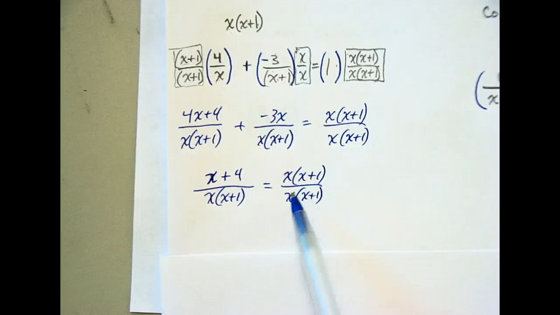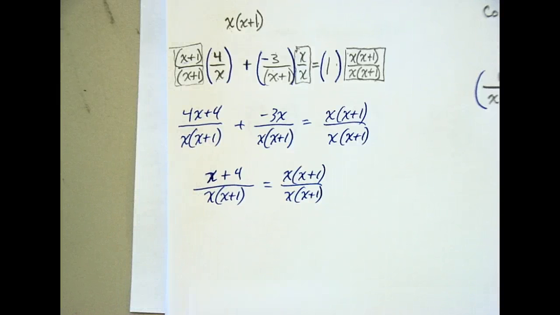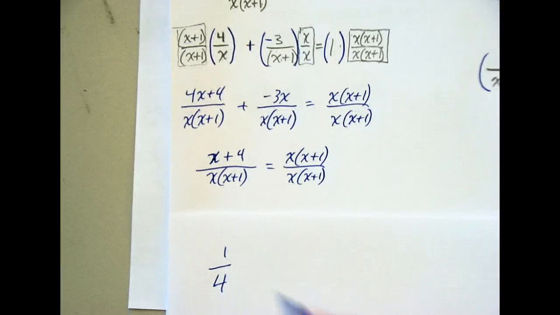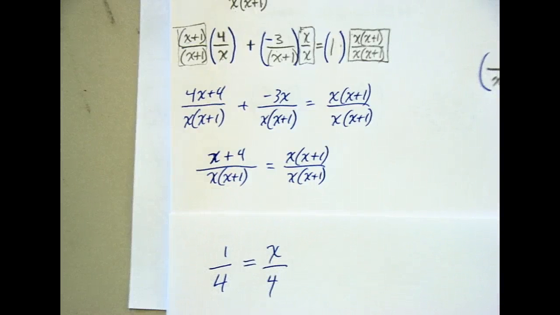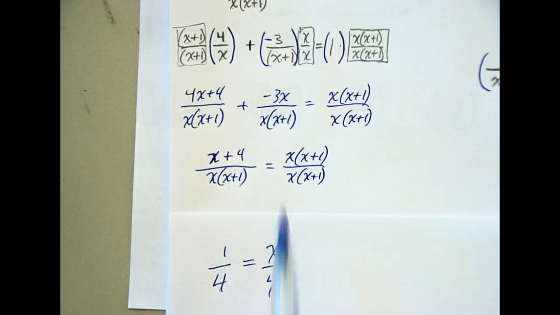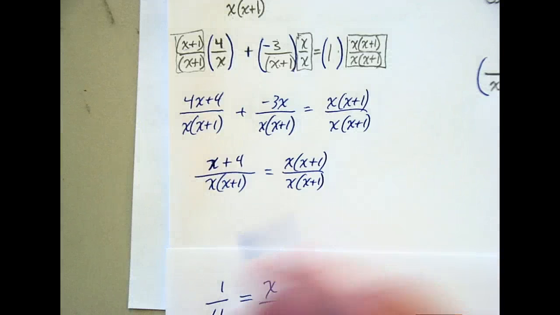But the way we've set it up, this is a different problem again. If I have 1 over 4 equals x over 4, what is x? 1. How do you know x is 1? Because it's the same denominator. Same denominator. So what equation do we have there?